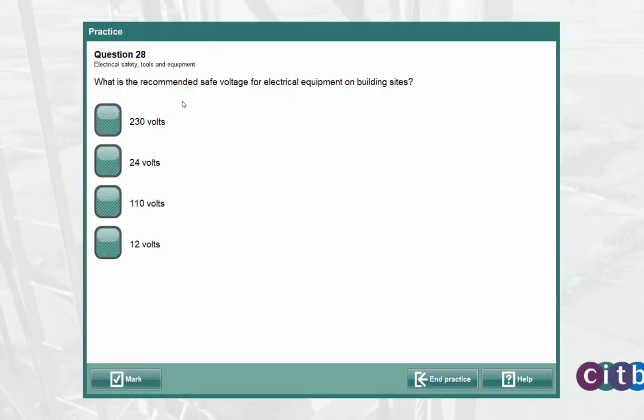What is the recommended safe voltage for electrical equipment on building sites? 230 volts, 24 volts, 110 volts, 12 volts.